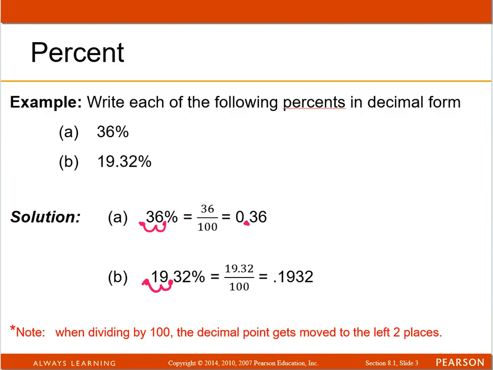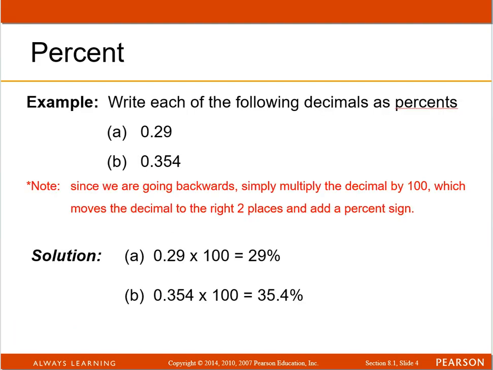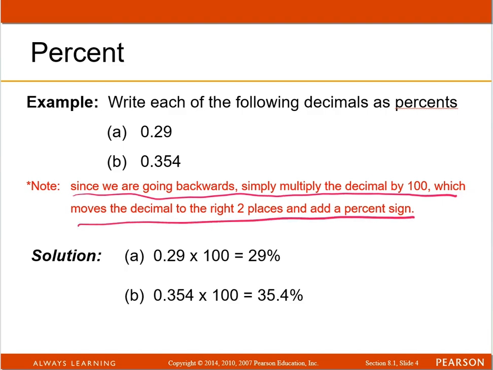And of course, you could go in reverse. They might say, okay, take each one of these decimal numbers and put them in percent form. So if you have 0.29 of something, you're simply going to do the reverse. Instead of dividing by 100, you'll multiply by 100. Since we are going backwards, simply multiply the decimal by 100, which moves the decimal to the right 2 places. And then don't forget to add a percent sign.